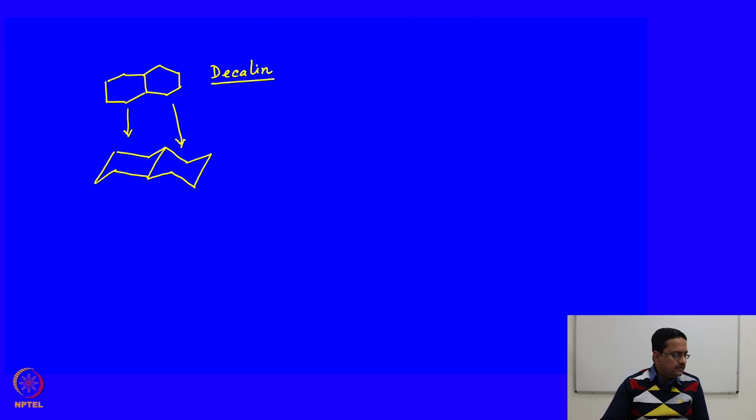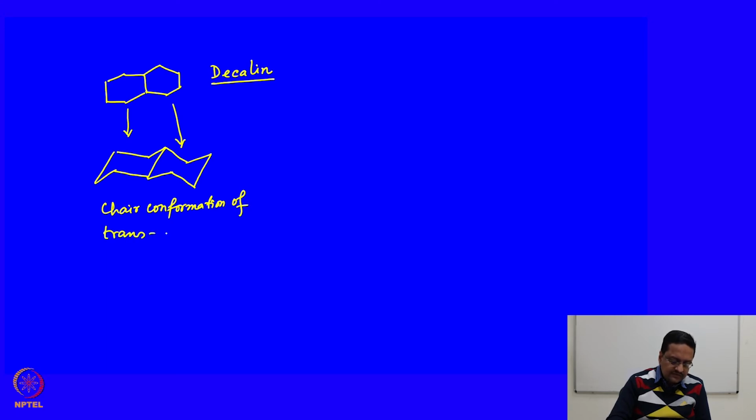So, now this is the chair conformation of trans decalin. Why is it trans? Because if you see, these two hydrogens are trans. So, if you try to draw this trans decalin in Newman projection by looking through this bond and this bond one after another.